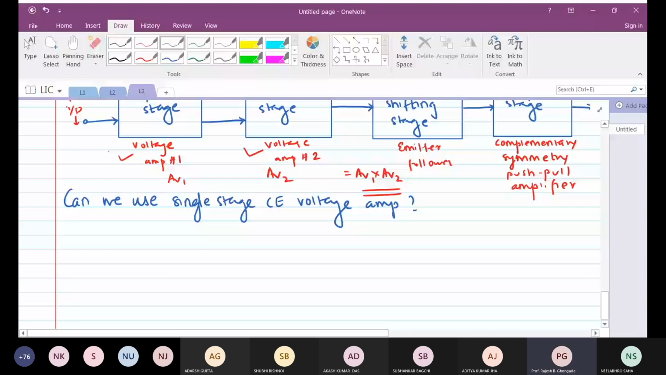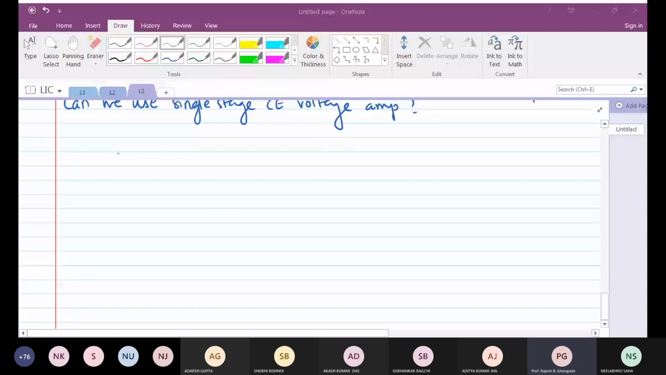So what may be the issue? I'll give you a circuit to think about. Do you know that there are some measurement bridges or Wheatstone bridge like structures? What is a Wheatstone bridge? Something like this, a combination of four resistances. Yes, something like this, right?